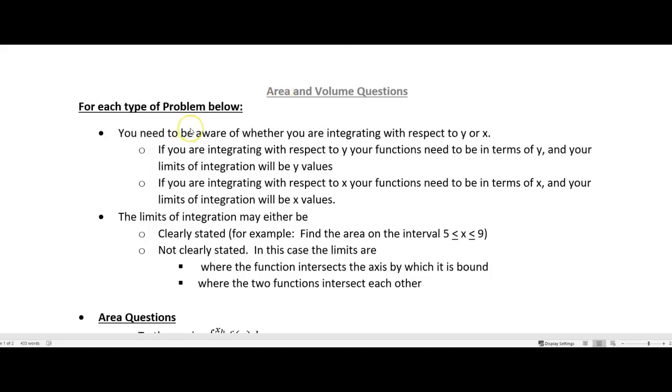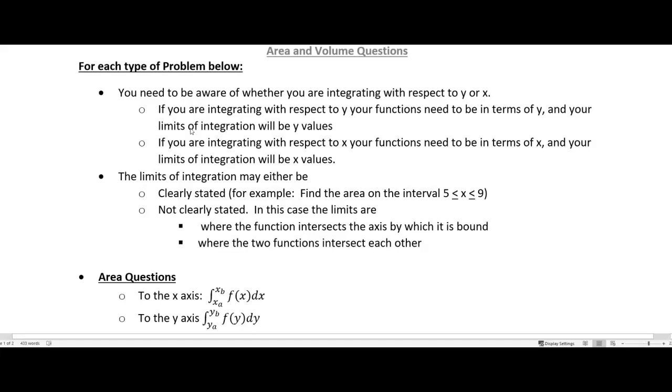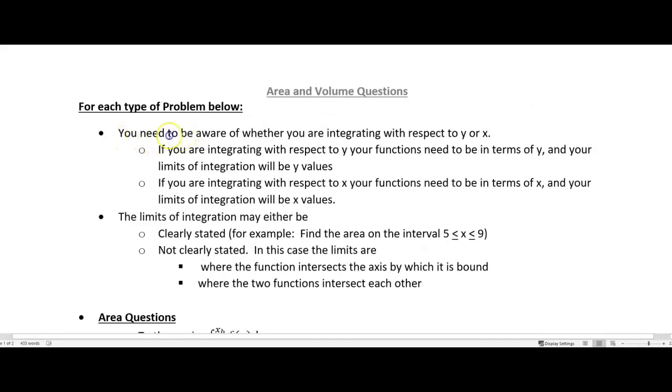Just so you guys know, for all these area and volume questions, we have to keep in mind these first couple of points here. You need to be aware whether you're integrating with respect to y or x. If you're integrating with respect to y, then your functions need to be in terms of y, and your limits of integration will also be y values. So let me give you an example of what I mean there.